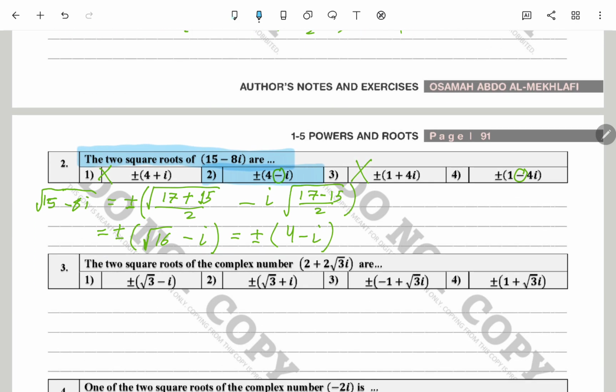In number 3, we can see the two square roots of the complex number 2 plus 2 root 3 i. The problem here is that I don't have the triplets for this. You have two choices. You can take it outside as a common factor and find the modulus easily, or you can calculate it by using this rule. The modulus of z equals the square root of the real part, which is 2 squared, plus 2 root 3 all squared. That will give you the square root of 4 plus 4 times 3.